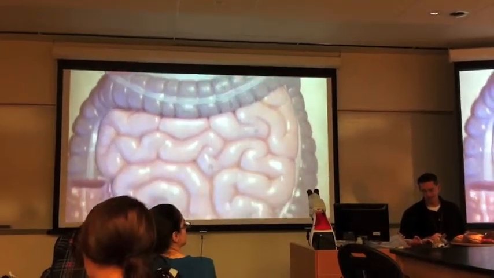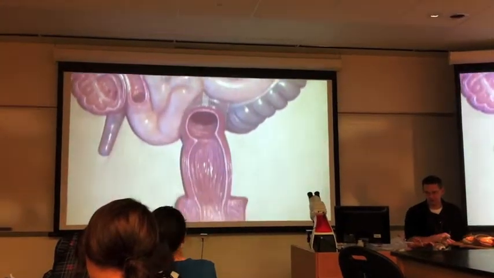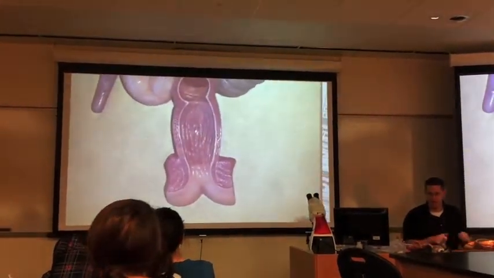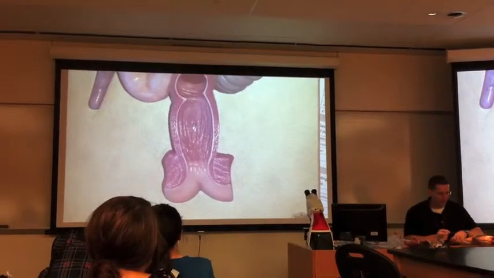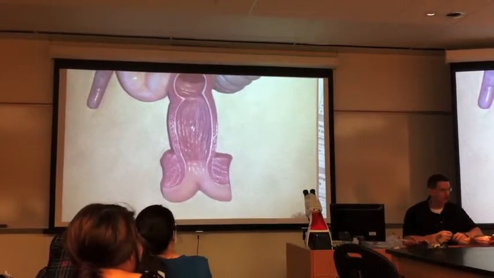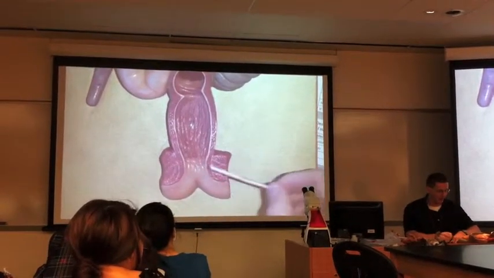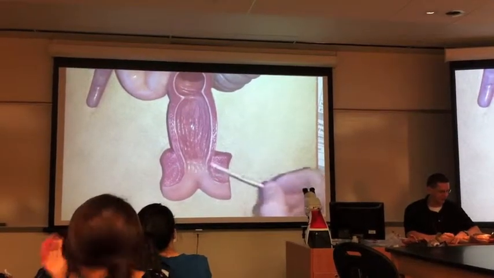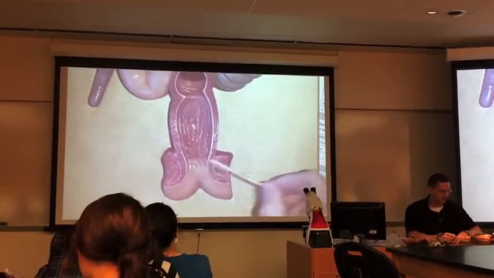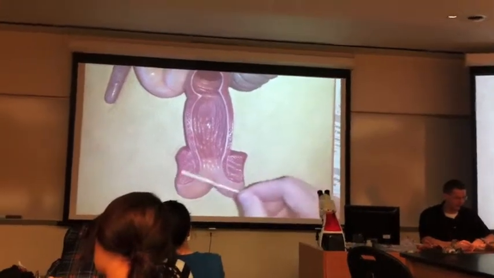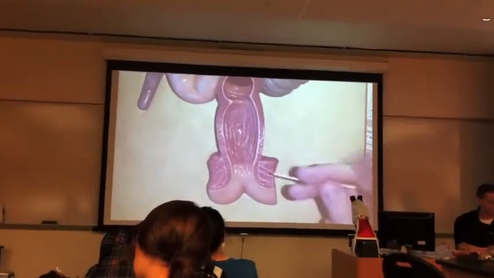Anal canal, anus, and external anal sphincter. So, quite literally at the end. And really, the easiest thing to look for here is the external anal sphincter. The external anal sphincter is going to be a big ball of muscle that surrounds the anus or anal canal. So, you find the ball of muscle. That is external anal sphincter.